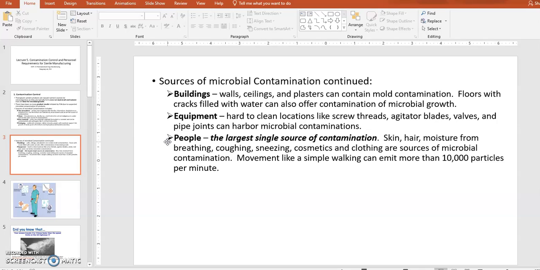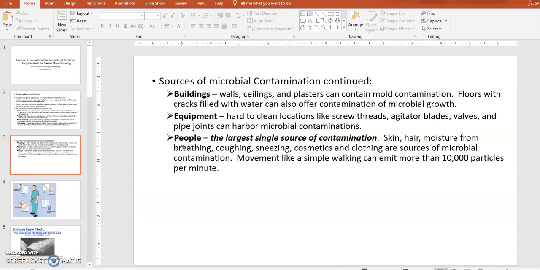And other sources: the building itself, walls, ceilings, plasters that can have some molds, floors, cracks, gaps. They can have a lot of cells. Equipment as well, if not cleaned well, could have contaminants, maybe screws, threads, agitator blades, or valves. They may have a little havoc of bacterial cells.